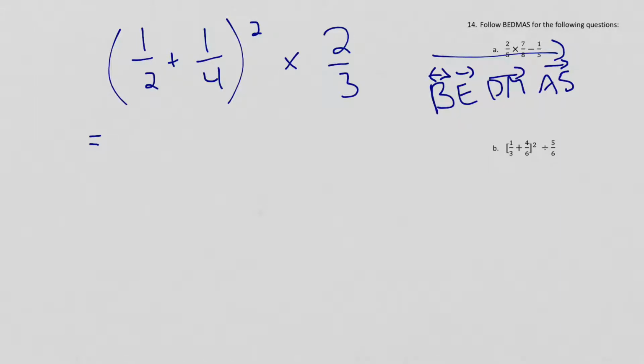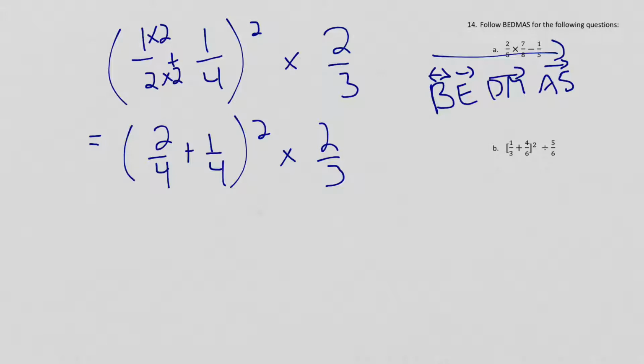So looking at this question on the left then, we have to add what's in the brackets first, which means we need a common denominator because this is addition. So top and bottom get multiplied by 2. We get 2 out of 4 is the same as a half, right? And to that we're adding a quarter. We are applying the exponent 2, and later we'll multiply by 2/3. So within the bracket, 2/4 plus 1/4 is 3/4.